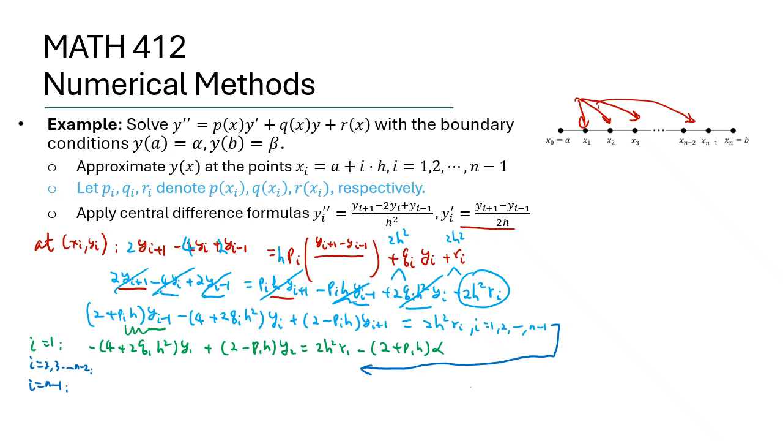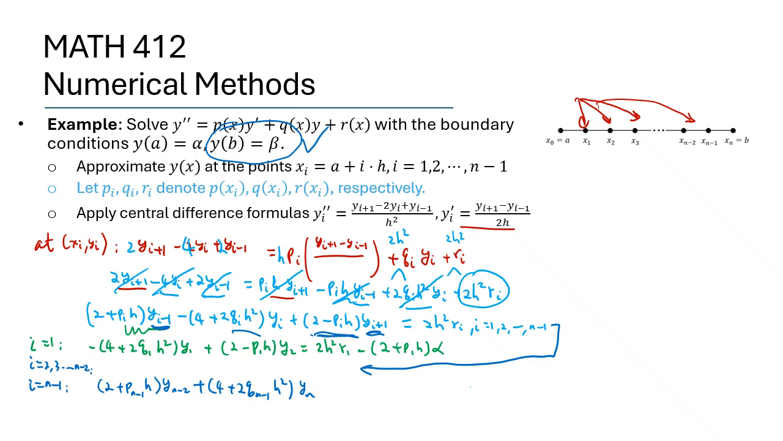We'll have 2 plus p_{m-1} h, y_{m-2}, right? And this term, 4 plus 2 q_{m-1} h squared, y_m. What's this term? It's y sub m. Well, that's the right endpoint. The boundary condition can be applied at the right endpoint.